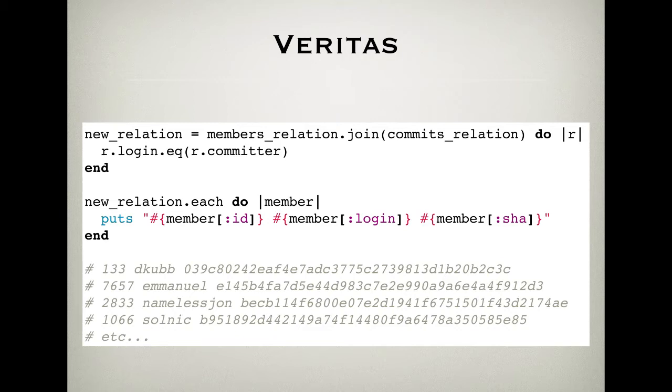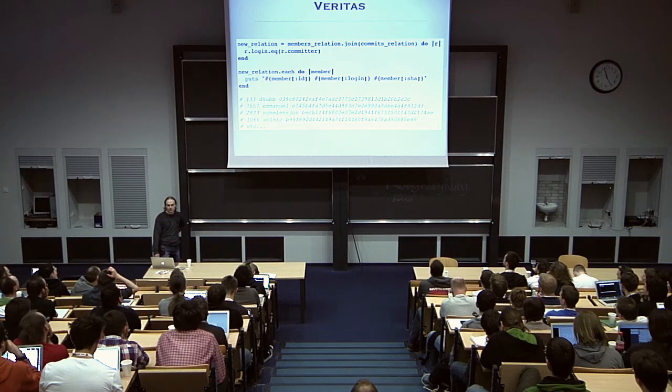And here's a join. We have 2 relations, the members relation and the commits relation, and we can join them on the login and committer attributes. And it's going to just work in memory.